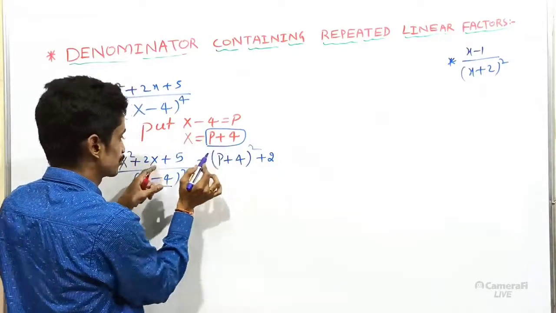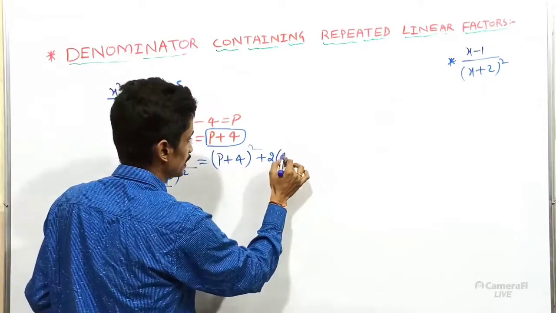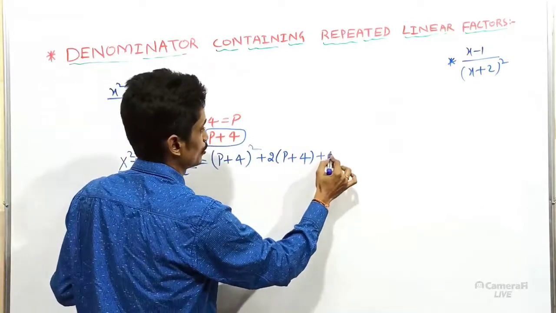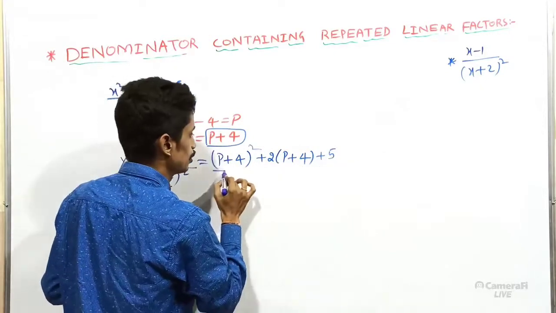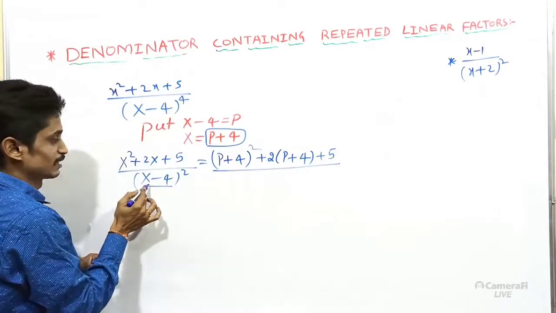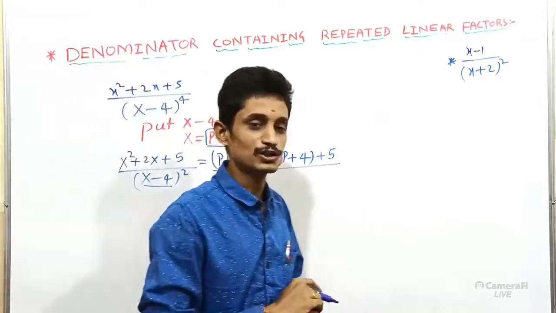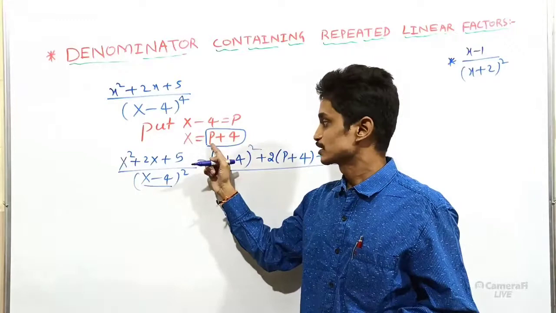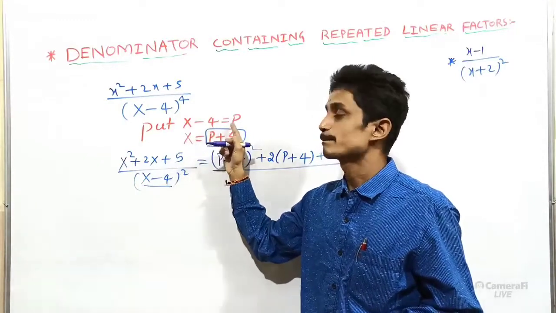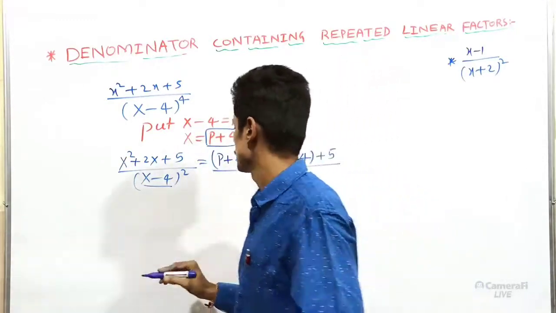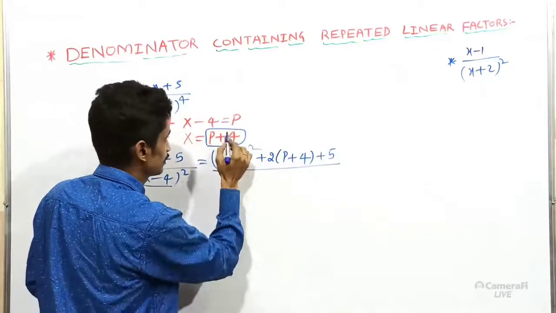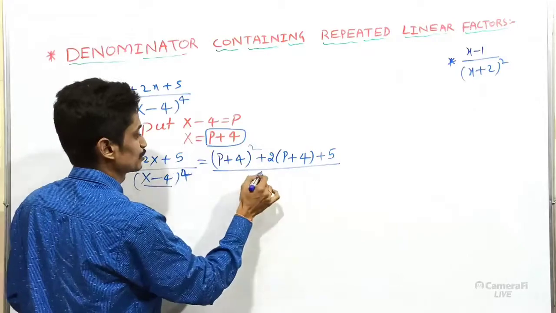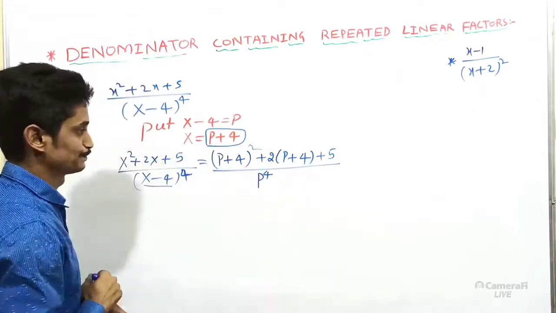What is my x value? That is p plus 4. Plus the constant is how much? 5. Whole divided by, look, completely I have x minus 4. If completely x minus 4, what can we write? X minus 4 is the p value. So you are replacing here, in the place of x minus 4, that is p, and the power is how much? 4 it is. So we write here power 4.